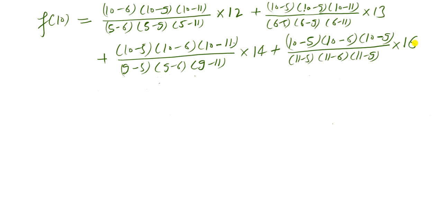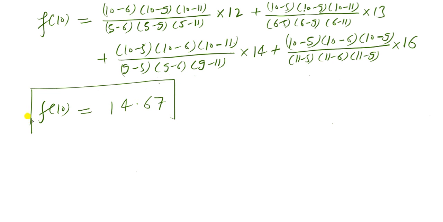Now simplify this with the help of the calculator, and then we obtain the approximate value of f at x equal to 10 is 14.67. This is f of 10, and f of 10 means y, the value of y at x equal to 10 is 14.67. So this is the approximate value for the given statistical data with the help of the Lagrange interpolation formula.